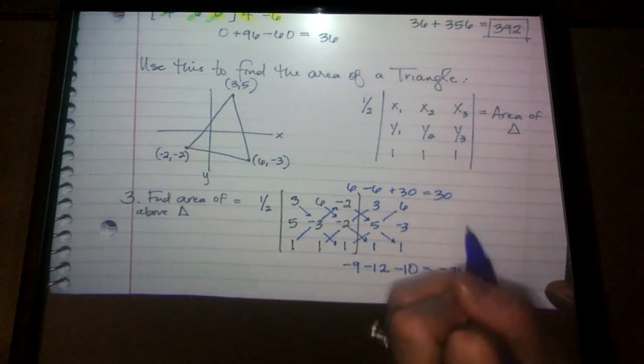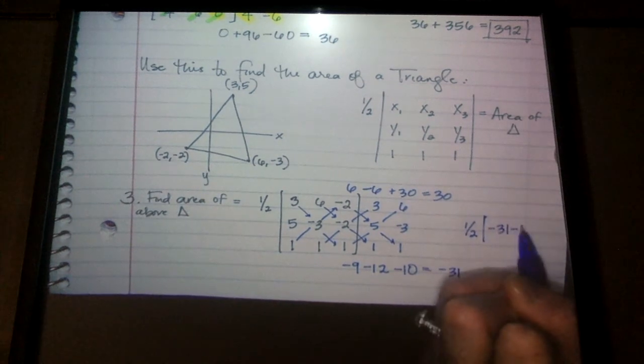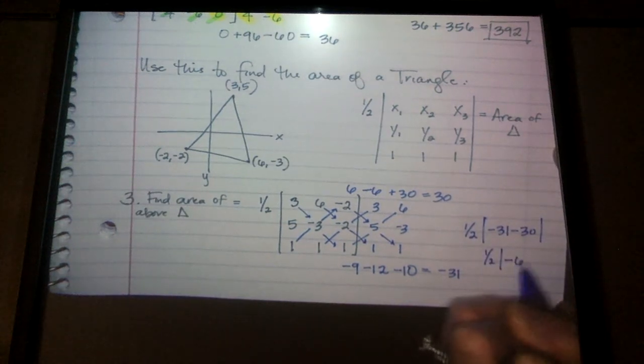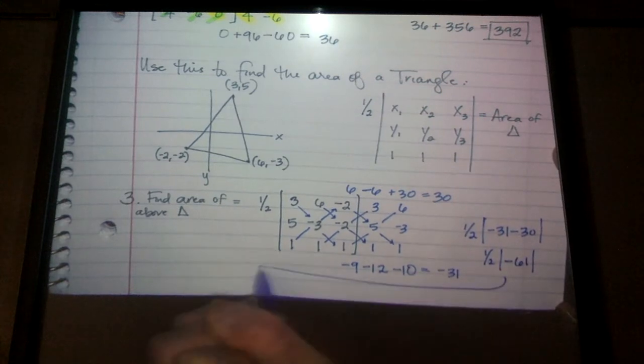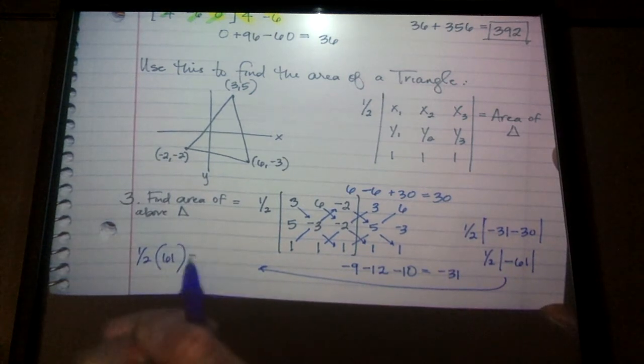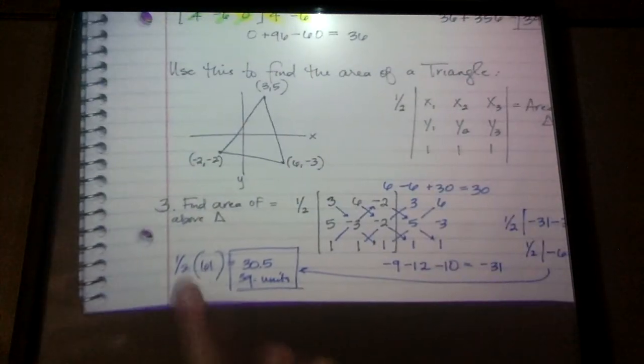Now, this is where I'm going to bring in the 1/2 times the absolute value of the bottom minus the top. So 1/2 times negative 61 equals 1/2 times positive 61, because I need the absolute value, and I get 30.5 square units. So the only difference between this problem and the two we did above is that we cut our answer in half. Okay? So let's go back to lesson practice and let's finish it.